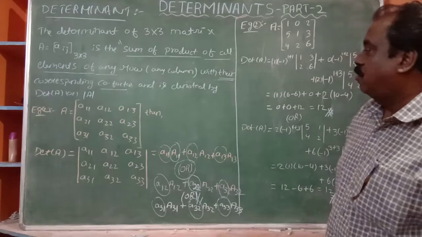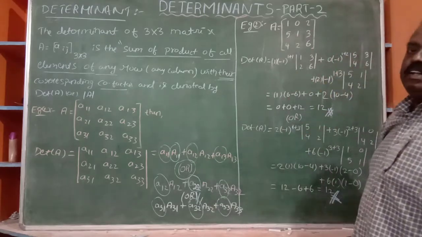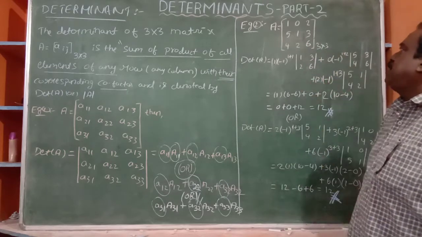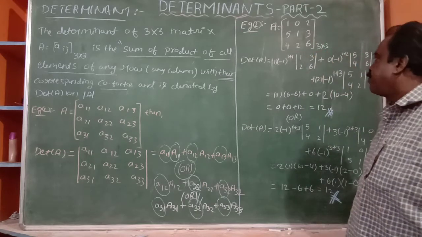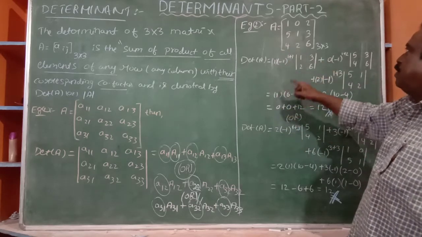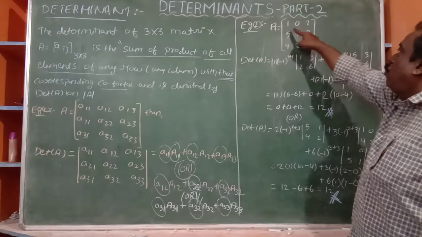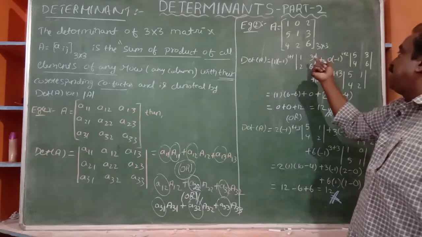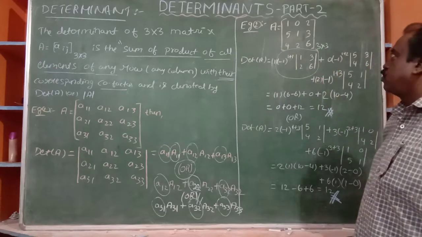Now, very clearly, we are going to solve it with numbers. Capital A is a 3 by 3 matrix: 1 0 2, 5 1 3, 4 2 6. The determinant of A is, be careful. First, I am calculating along the first row. 1, that element, is multiplied by its cofactor. All this one is the cofactor. Don't confuse.